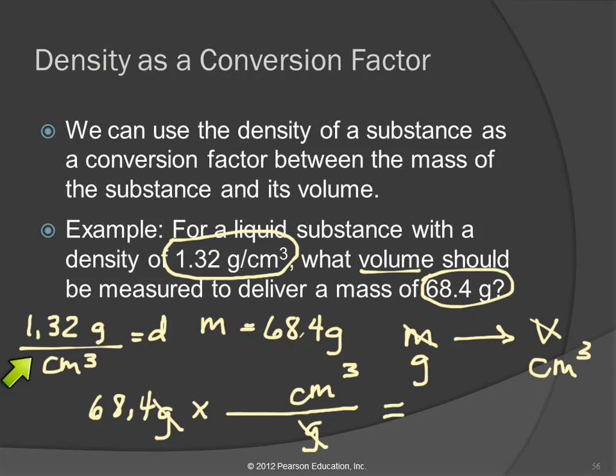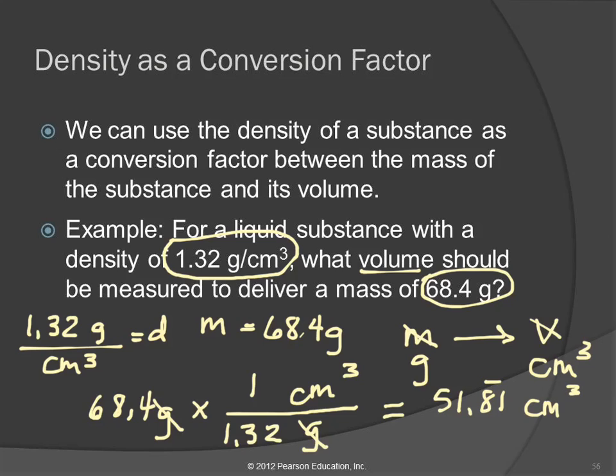Now I look at my density. 1.32 is with gram. It has to stay with gram. They're best friends. You can't split them up. Let cubic centimeters go on the other side. So 68.4 divided by 1.32, and I get 51.81 repeating, and the unit will be cubic centimeters.